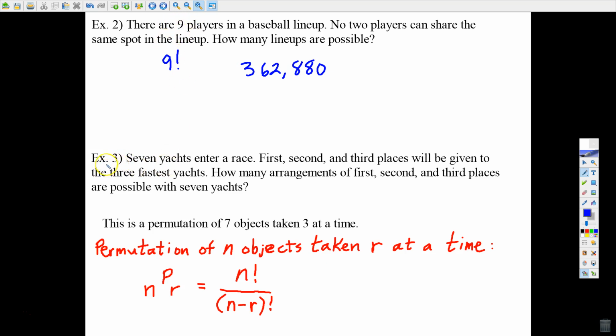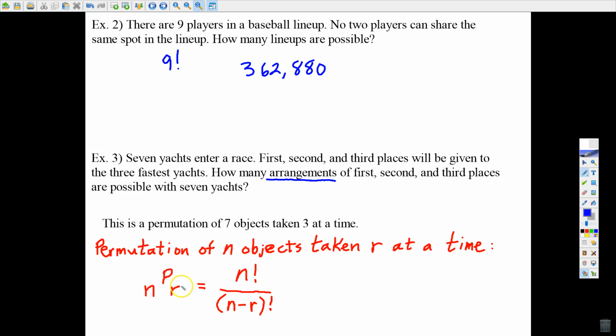Well, let's take a look at a different example, still a permutation, but notice the difference. Example 3 says we have 7 yachts in a race, and we're going to give prizes to first, second, and third. How many arrangements, there's a key word telling me that this is a permutation, how many arrangements of first, second, and third are possible? So this is not arranging all 7 yachts. We have 7 available, but we're only arranging 3 at a time, first, second, and third places. So this is going to be handled a little bit differently.